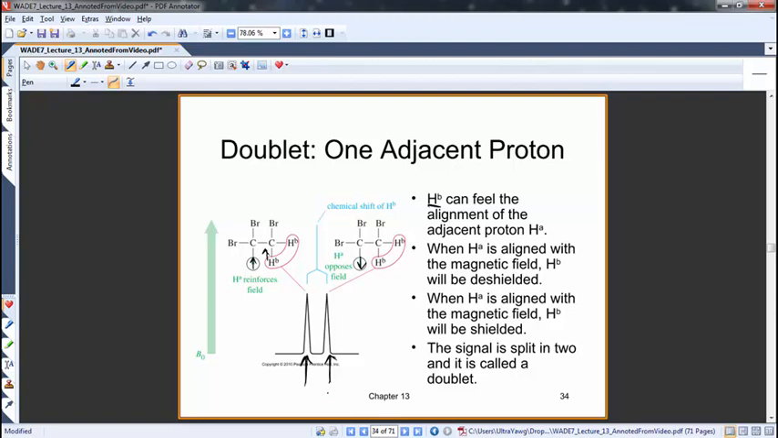And so collectively HB has one neighbor, HA, which has two states, and so HB's signal gets split into two peaks, which we call a doublet. Specifically in this case, it would be a doublet that integrates for two, which normally we write like this, 2H doublet.